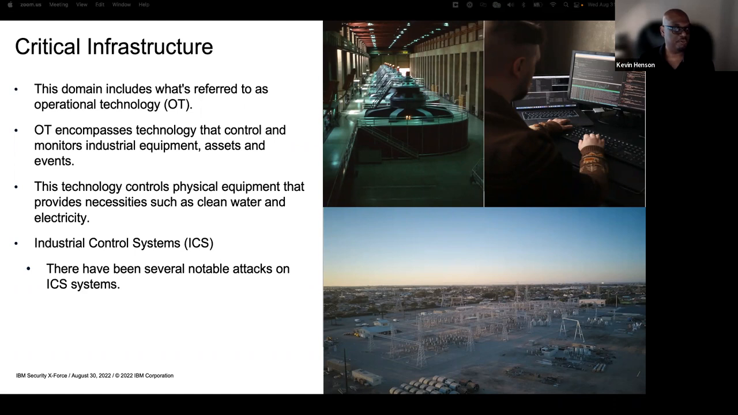One term you're going to run across in critical infrastructure is industrial control systems. An industrial control system is a more specific term for the equipment that controls the operational technology that you will find in electrical plants and water treatment facilities.